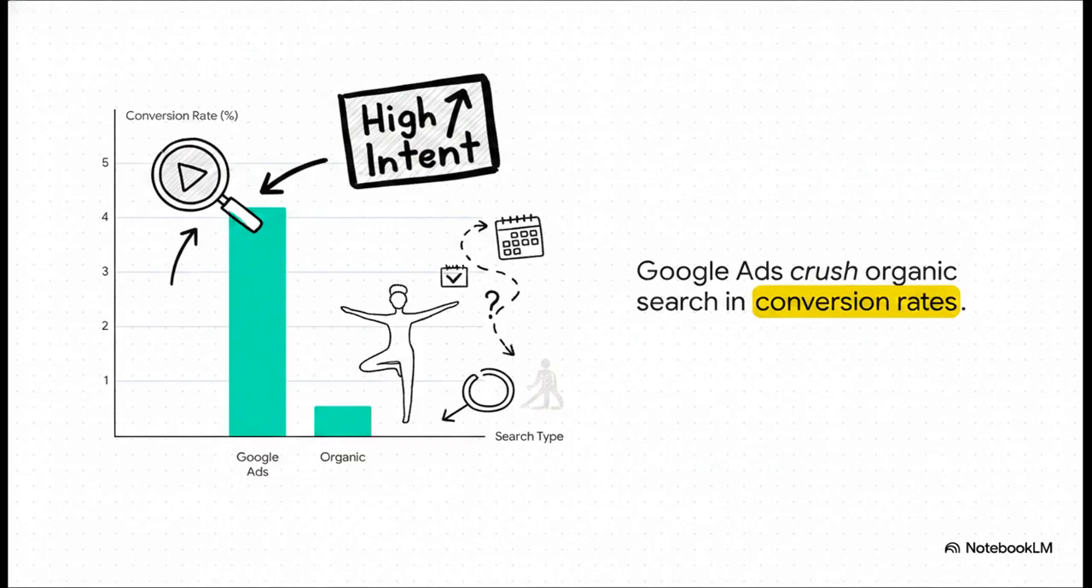So why such a huge difference? It's because Google Ads capture people at the exact moment of high intent. This is driven by an impressive 6% click-through rate, which means 6 out of every 100 searchers are clicking that top sponsored link. When someone searches for a yoga class, they want to find it right then and sign up. They aren't just casually browsing, they are looking to buy.